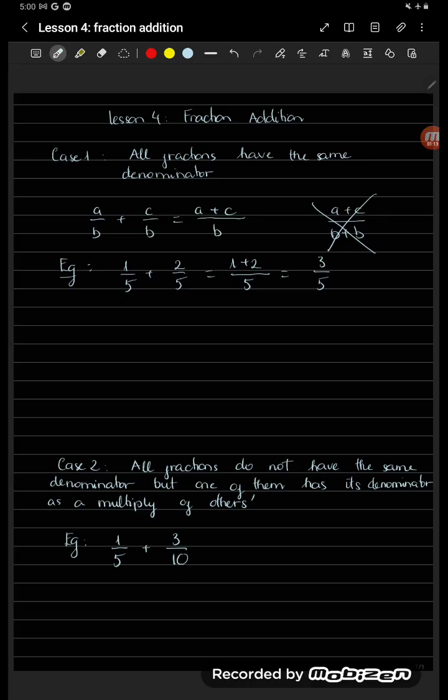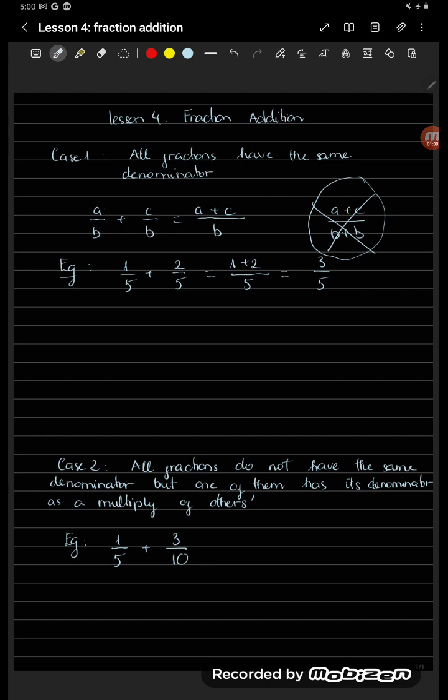Don't add the b's together like this. It's totally wrong. We only add the top parts, the numerators. And for the denominator we only use one b. It's the same b as in the two fractions a over b and c over b.